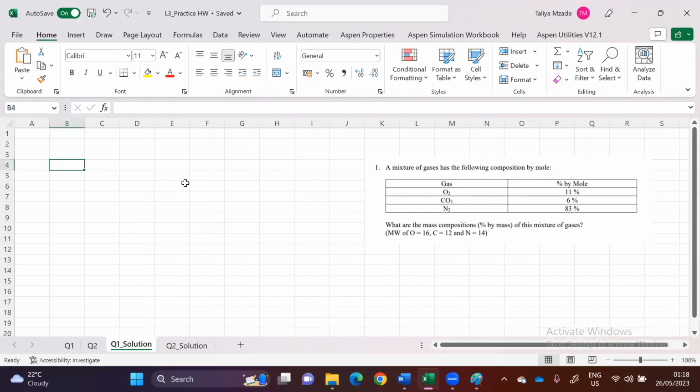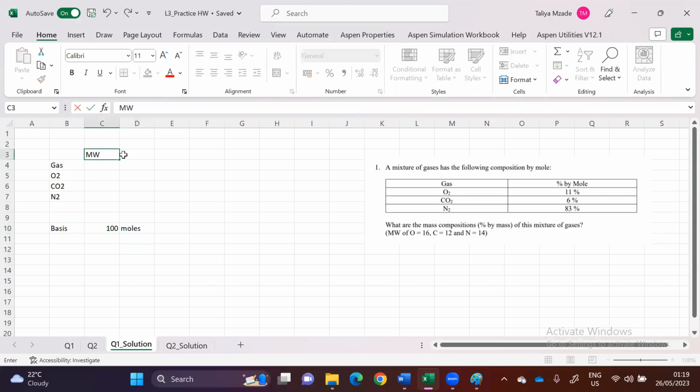Our mixture of gases has the following composition by mole. It means my basis, the first step, will be mole. And how many moles will I choose? For example, it can be 100. Let's begin first of all with the gases: this is O2, CO2, and nitrogen. Now let's choose our basis. As I said, it will be mole, and I choose 100. The units are also completed.